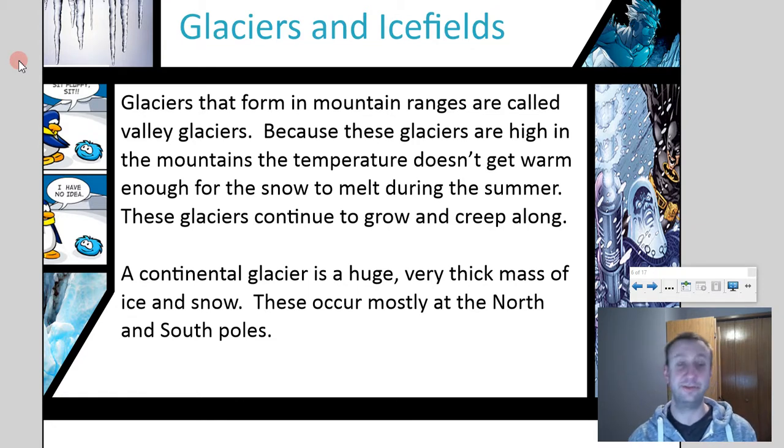Another type is continental glaciers, which are huge, very thick masses of ice and snow. These occur mostly at the North and South Poles. So Greenland would be a great example of a continental glacier.